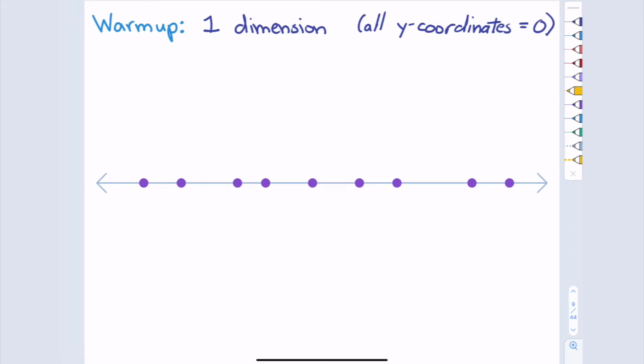As a warm-up, let's pretend all the y coordinates are 0. So this is like the one-dimensional case. I give you a set of points, all the y coordinates are 0. It's really just a one-dimensional problem. What are some ideas for the one-dimensional case?